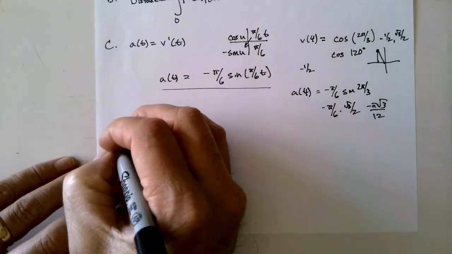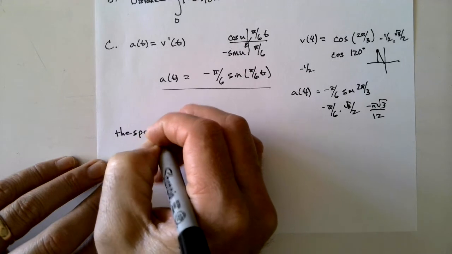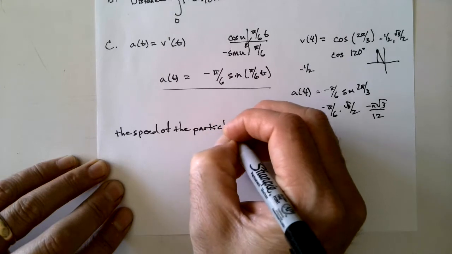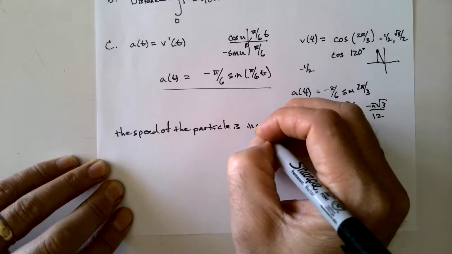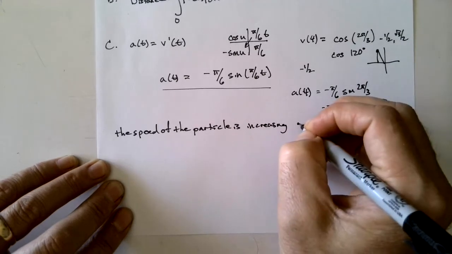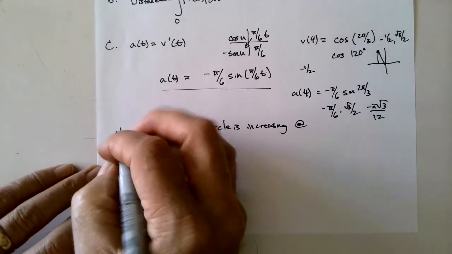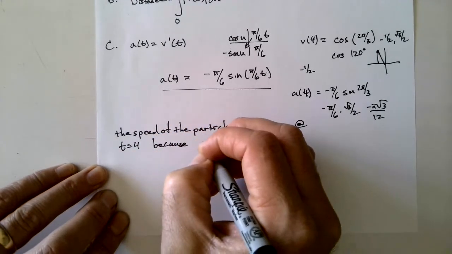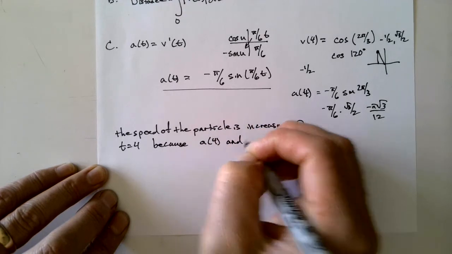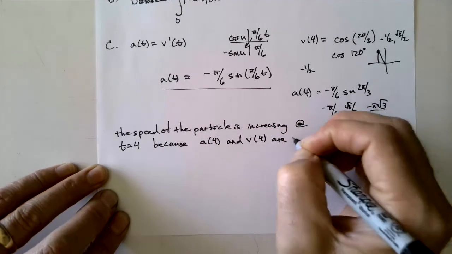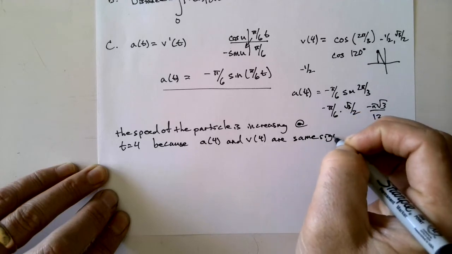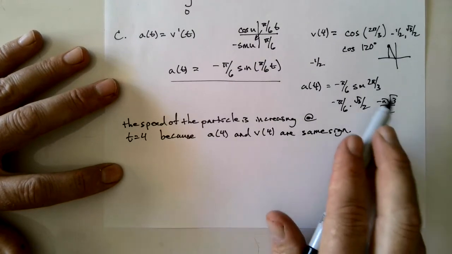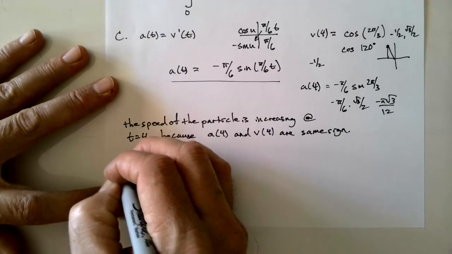So therefore, the speed of the particle is increasing at time equals 4 because A of 4 and V of 4 are the same sign. And that really takes care of letter C for you there. Okay, a little bit involves some trig, stuff like that. You're totally capable, you can do it.